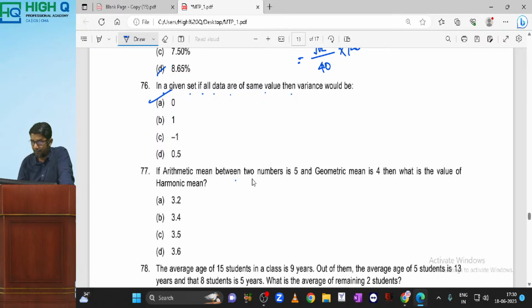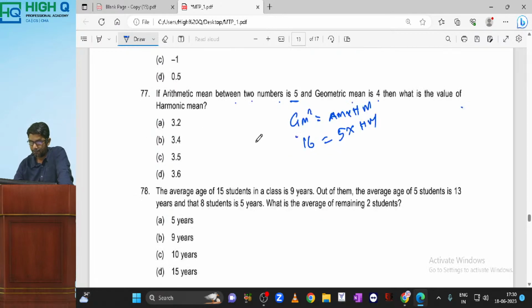If arithmetic mean between two numbers is 5, geometric mean is 4, what is the value of harmonic mean? GM square equal to AM into HM. What is GM square? 16 is equal to 5 into HM, so 16 by 5 is 3.2.